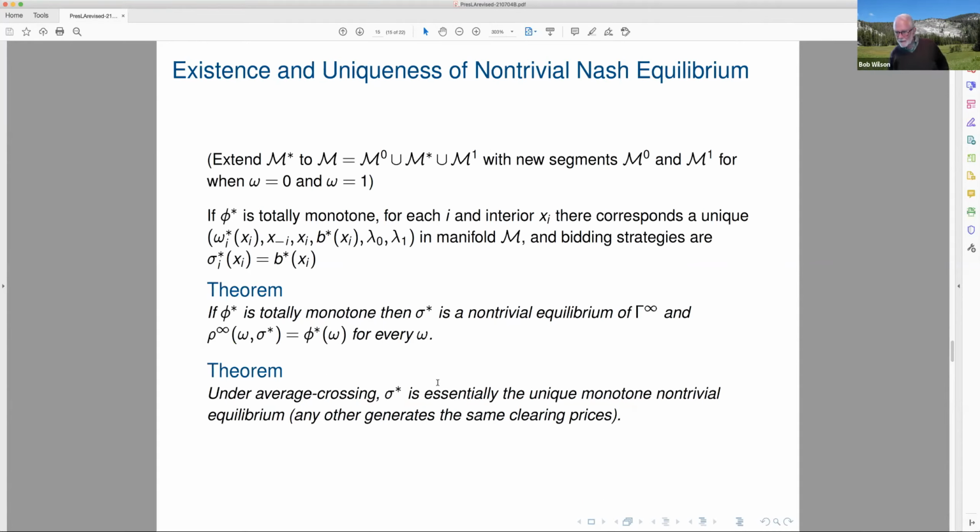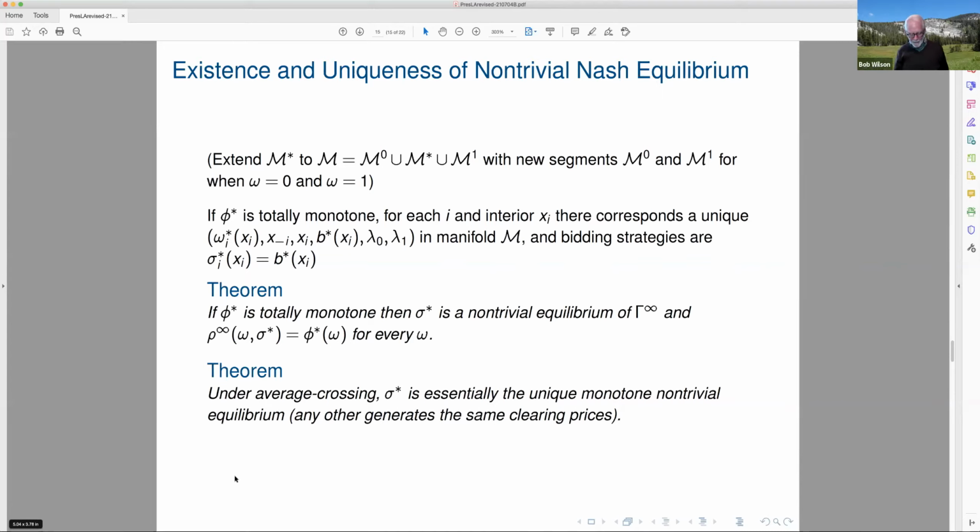Now, existence and uniqueness of this Nash equilibrium in the infinite economy is done. You have to extend the manifold. I'm not going to emphasize the notation, but at the two endpoints, demand is not exactly... you cannot have the market clear exactly at the two endpoints. So you extend the manifold.